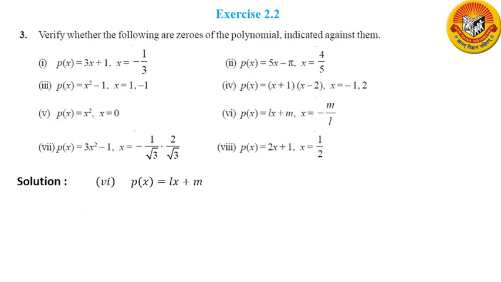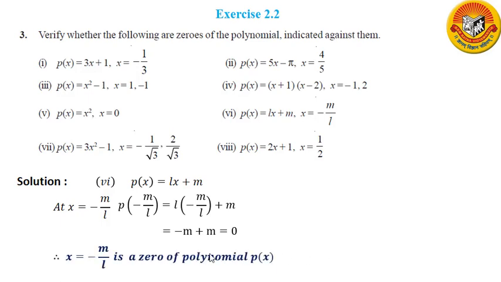Let us take the second example. At x is equal to minus m/l. So we replace x with minus m/l. What will we get? We will get l into minus m/l. This l, l will cancel. It is minus m plus m and the result is 0. So I will say that x is equal to minus m/l is a 0 of polynomial p(x).